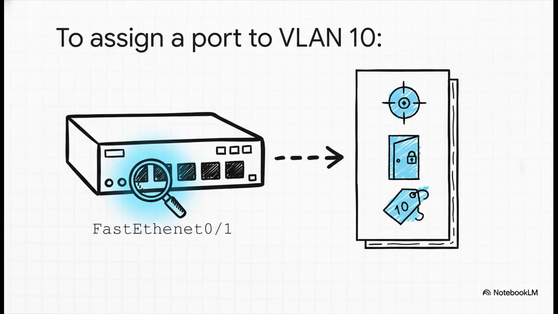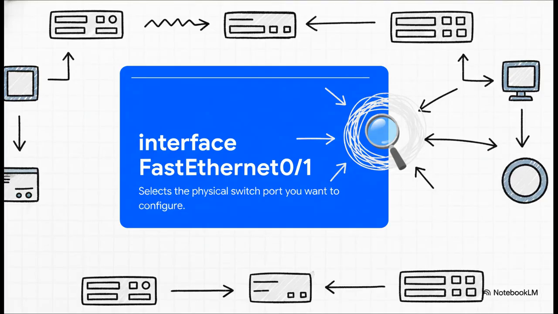All right, step 2. The VLANs exist in the switch's brain. Now we have to actually assign a physical port to one of them. So let's say we want to put port FastEthernet 0/1 into our HR VLAN, which is VLAN 10. It's just 3 quick commands. Let's walk through them. First, we type interface FastEthernet 0/1.